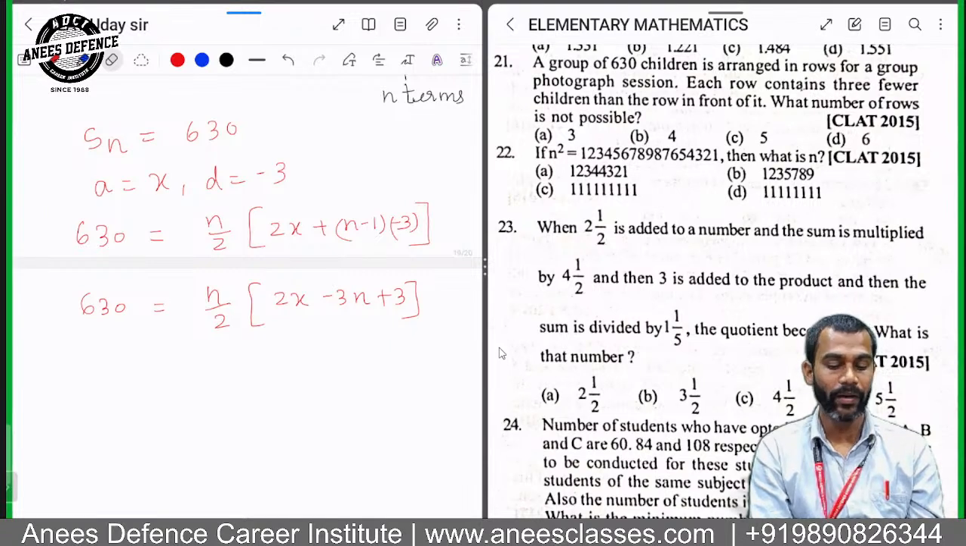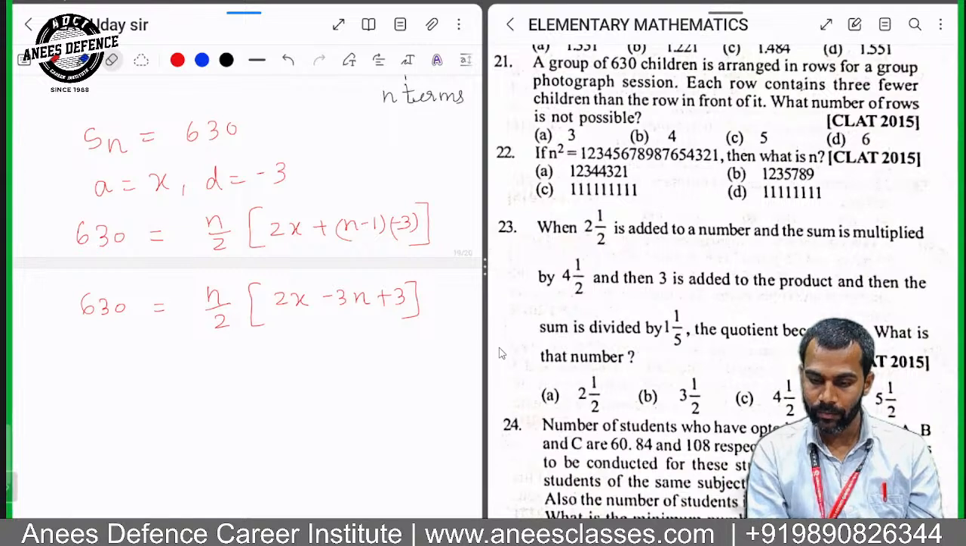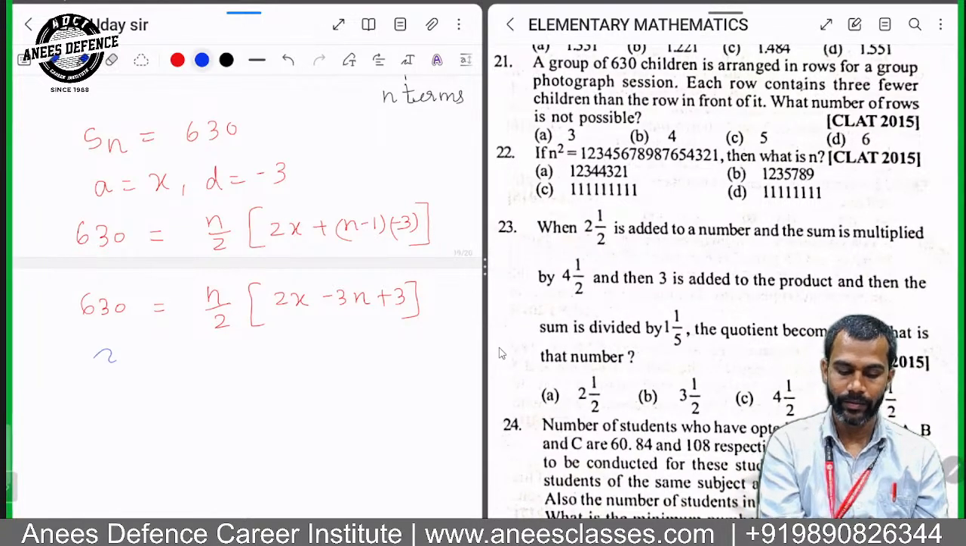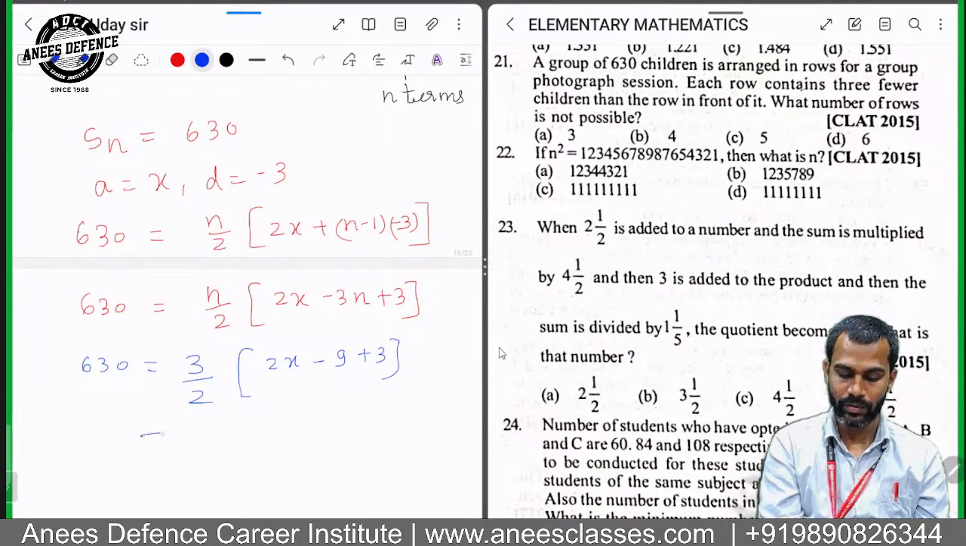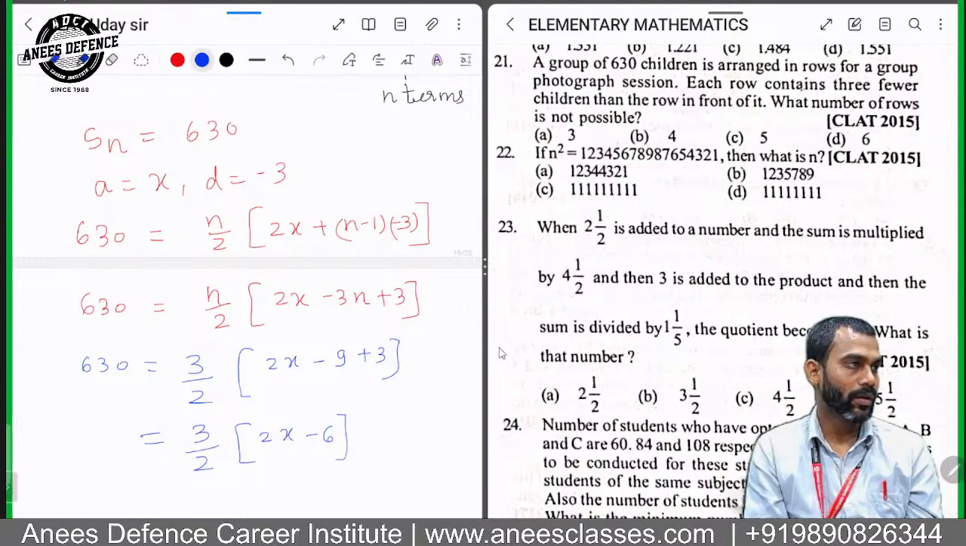See, put the value of n. Suppose n is equal to 3. So what you will get? 630 is equal to 3 by 2 into 2x minus 3 into 9, minus 9 plus 3, which is 3 by 2 into 2x minus 6, which is quite possible. Yes or no?